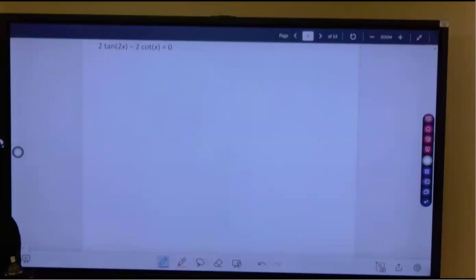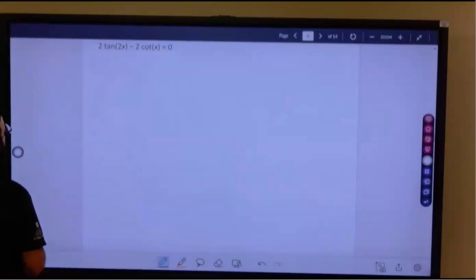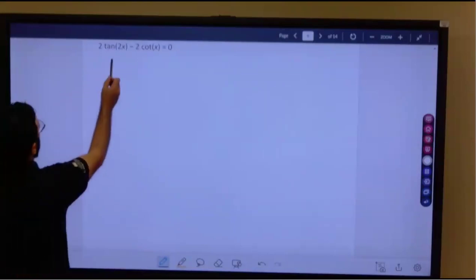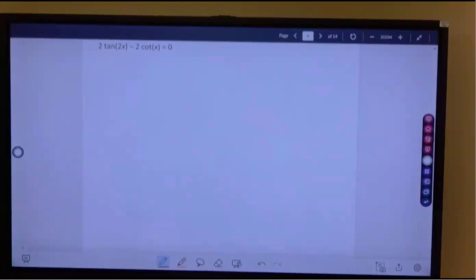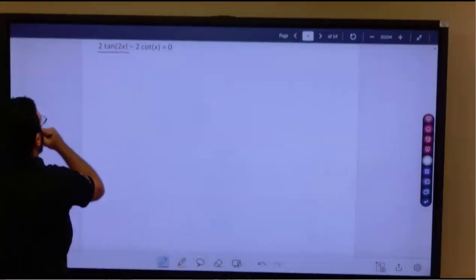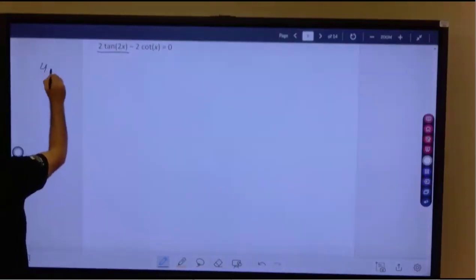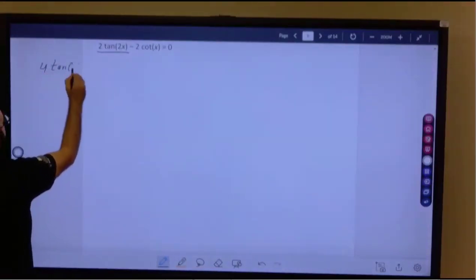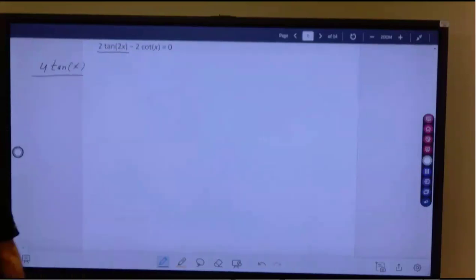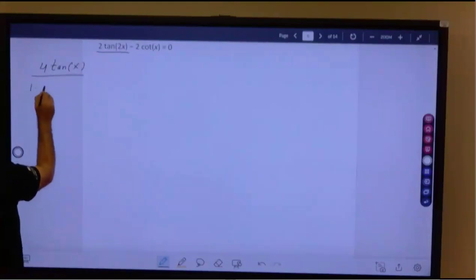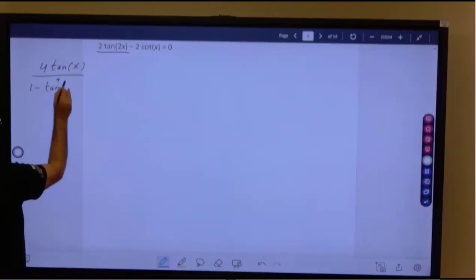Let's keep it as a tangent and cotangent, and you can try to use the sine and cosine. But I need to keep it as a tangent and cotangent and think about a way to solve this one. First of all, I have two tangent 2x here, which is using the formula of double angle. So this part here is going to be 4 tangent x over 1 minus tangent squared x.